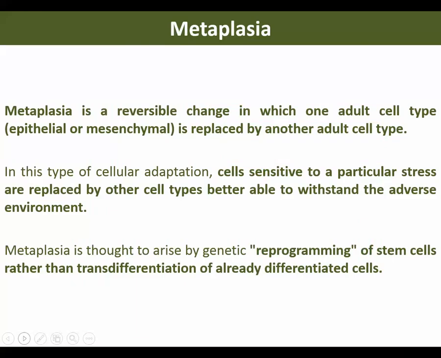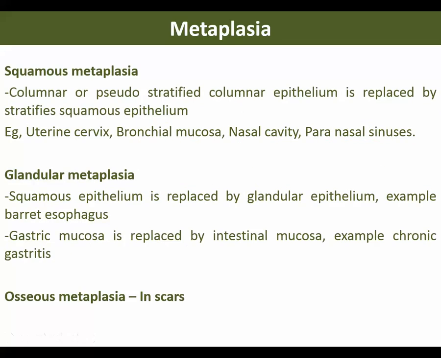So now coming to the metaplasia. Metaplasia is a reversible change because it is an adaptation. It is a change from one adult cell type to another cell type. It is replaced by another cell type. That is called metaplasia. There are three types of metaplasia.